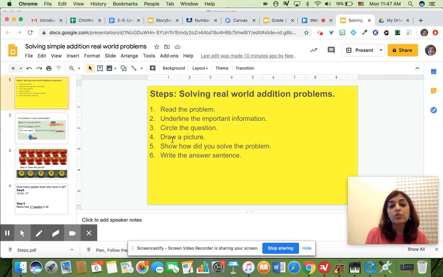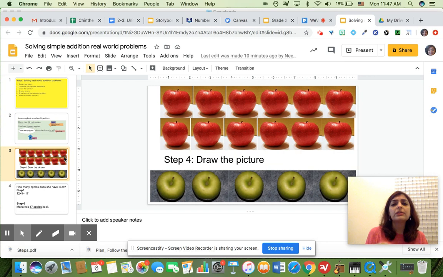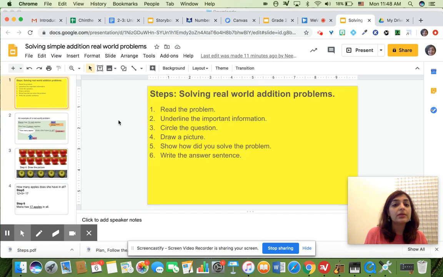The fourth step says you are to draw a picture. Well, it is very important, even if you feel it's a simple word problem, I would encourage you to draw the picture because this helps you visualize. This helps you understand how many red apples or green apples there are. So since I'm using the computer, I have added the images of 12 red apples, but you can simply draw those apples. And I have added 5 green apples.